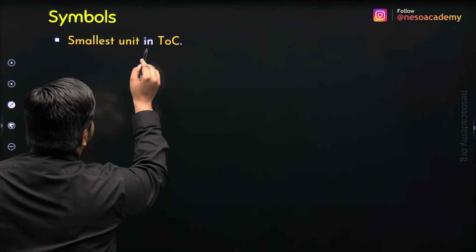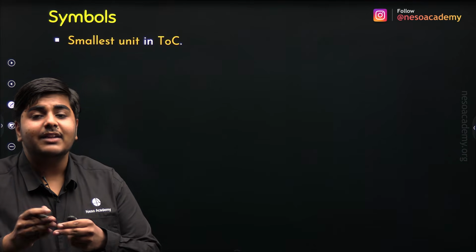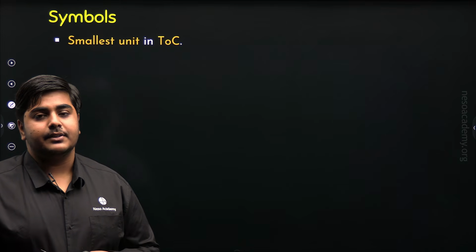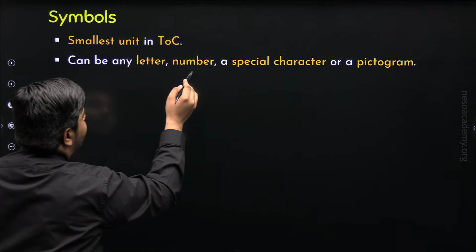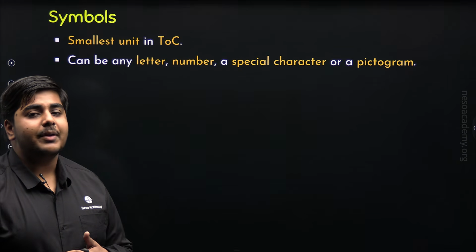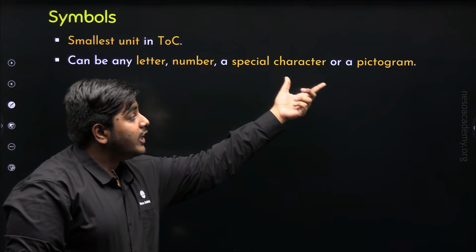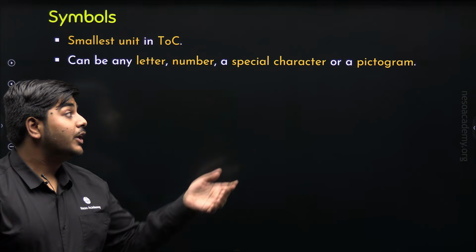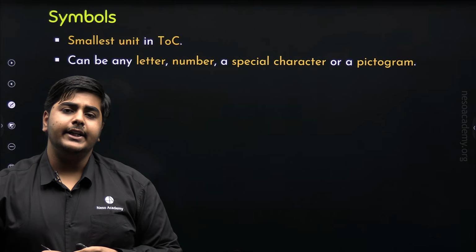Symbol is the smallest unit in theory of computation. As I have already told you, a symbol is the most fundamental unit of ToC. It cannot be divided into more smaller units. Let's see the second point. Symbol can be any letter, number, a special character, or even a pictogram, which means that we can represent symbol by any letter, any number, any special character, or even a pictogram. Now, letter, number, and special character you already know. But what is pictogram? Pictogram is the pictorial representation of any real-world entity.